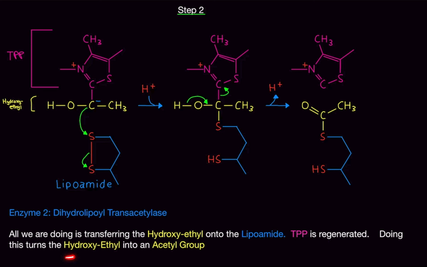Now the hydroxyethyl, so this is the hydroxyethyl. This gets converted into an acyl group. So this is a double bonded carbon here with a methyl, this is an acetyl group. And this gets joined to the lipoamide.